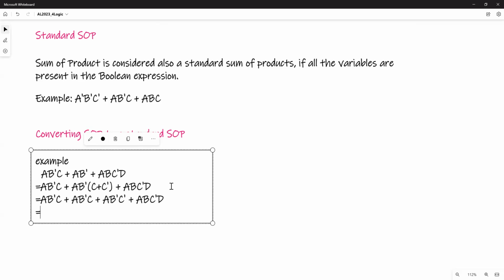Very well. If it is not a standard SOP, to make it standard we add the missing variables. How do you add it? We know that C plus C bar is 1. So we put that. Here I use dash because I am typing, but when you write by hand you can use a bar, without getting confused. Right. So can you propose? Now still it's not a standard SOP. Why? It's still not standard.